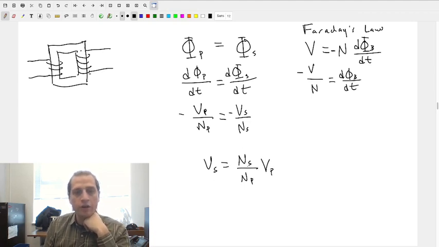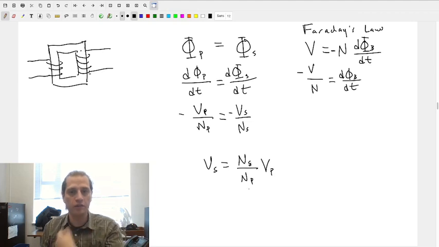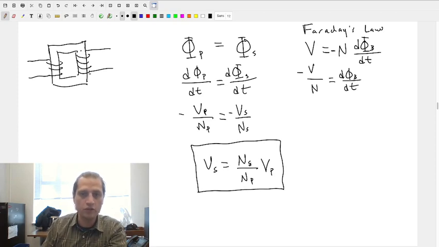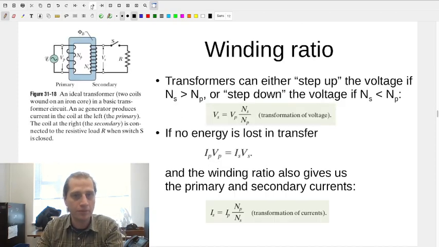Okay, so if we have a higher number of turns in our second loop, we would have a higher voltage in our second than our first, because it's the ratio of the number of turns in the secondary to the number of loops in the primary. If we have a greater number of loops in the primary than the secondary, then we would have a way to step down. So this gives us a relationship that could be true for either stepping up a voltage or stepping down a voltage.